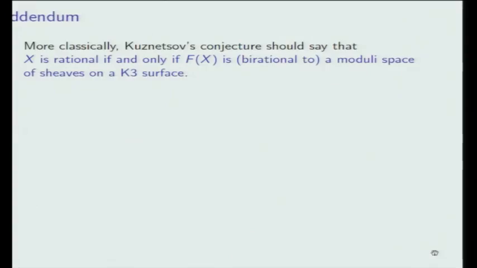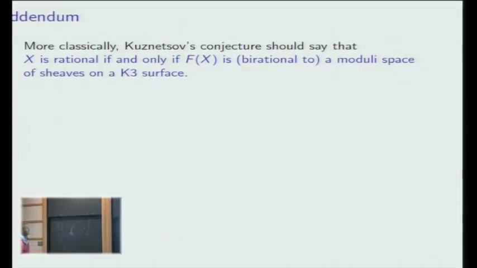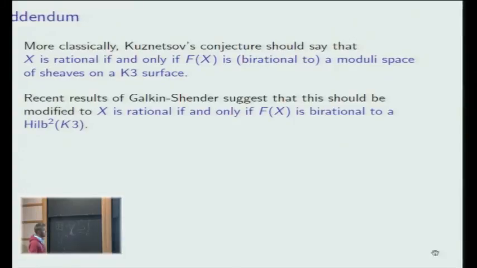So this rationality thing, this is what we were talking about before. Right, so this is Kieran's question. Kuznetsov's conjecture basically says that X should be rational if and only if the Fano of lines on X is birational to a moduli space of sheaves on a K3 surface. That's what Kuznetsov's conjecture more or less says. And Galkin and Shinder seem to show, but there's a modular conjecture about some motives, which we don't know if it's true or not, but their work very strongly suggests that actually X should be rational if and only if this Fano of lines is birational to a Hilbert scheme of points on a K3.